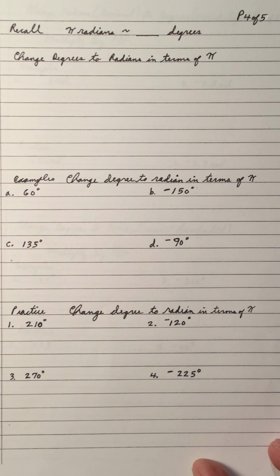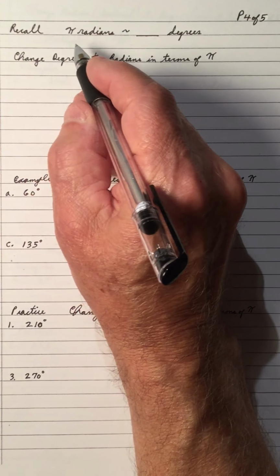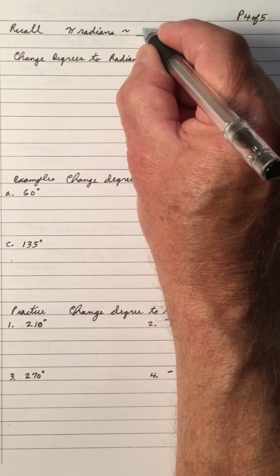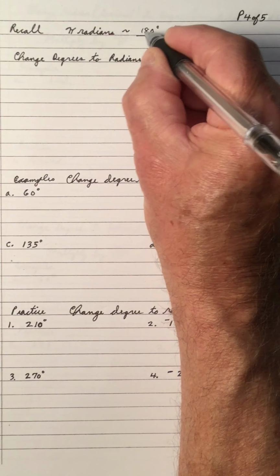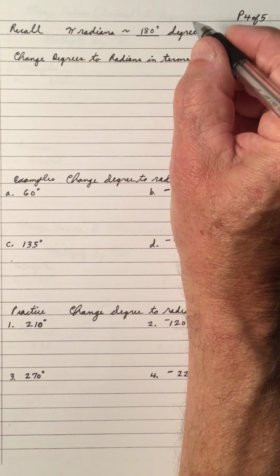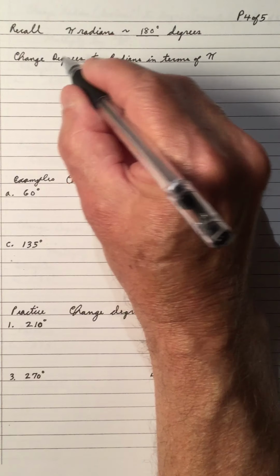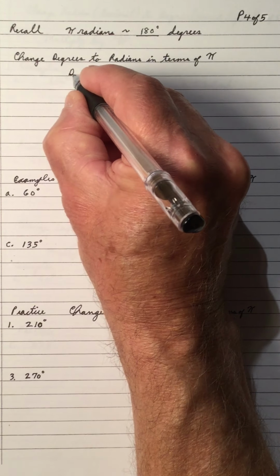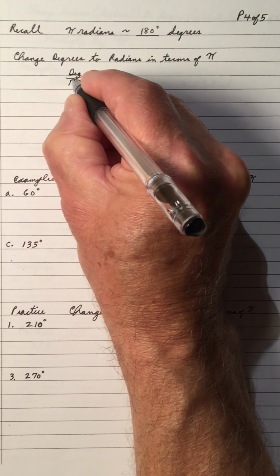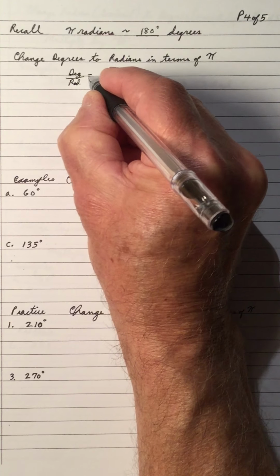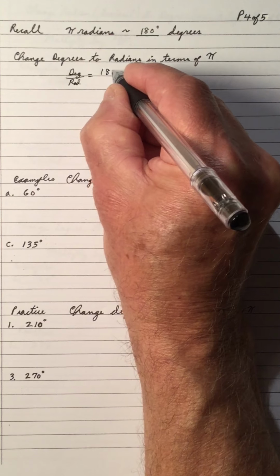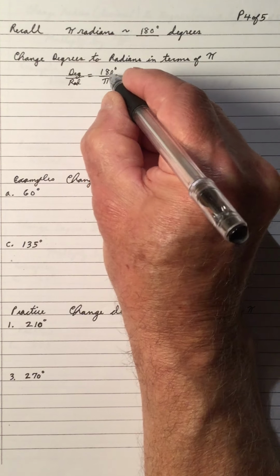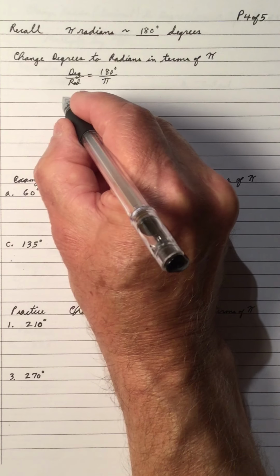Now, let's go in reverse. Recall, pi radians is equivalent to 180 degrees. Keep that in mind. To change a degree to a radian in terms of pi, we're going to change a degree to a radian. So 180 is the degree, and the radian is pi. That's the ratio. And we cross multiply.